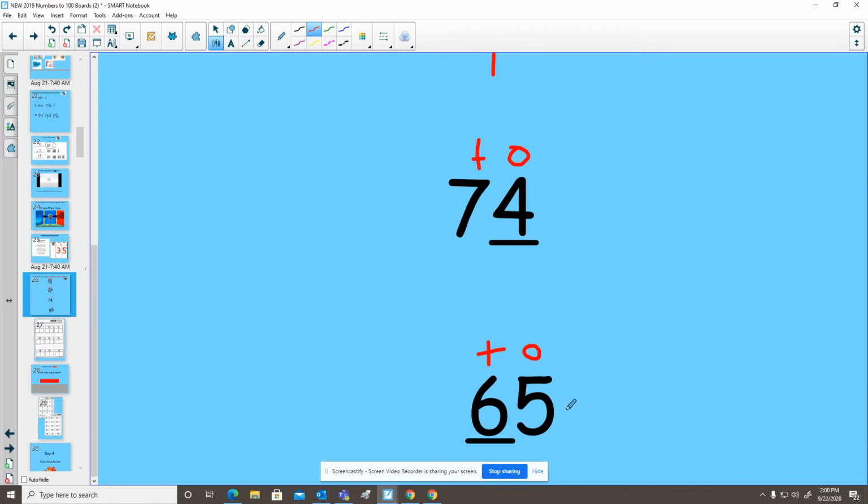Let's look at 74 and 65 for a quick second. Which number is bigger? 74, that's right, because 70 is bigger than 60. So we'd say 74 is greater than 65. Just a quick little comparison for you there.